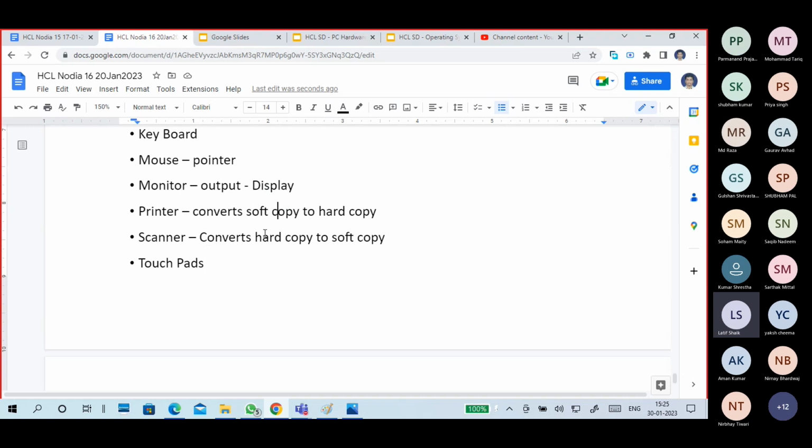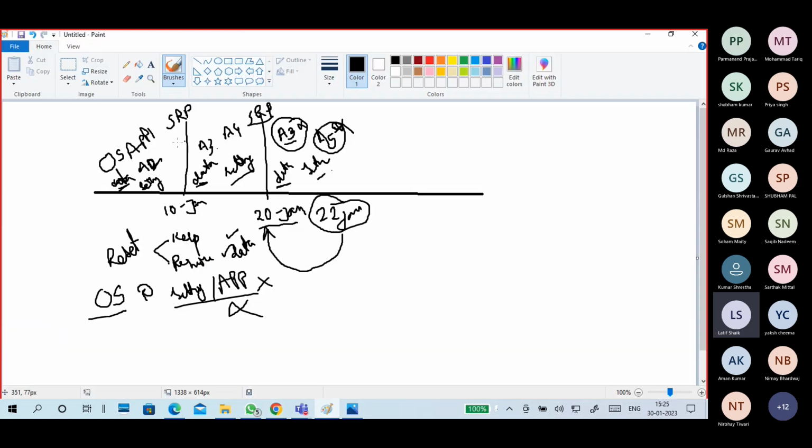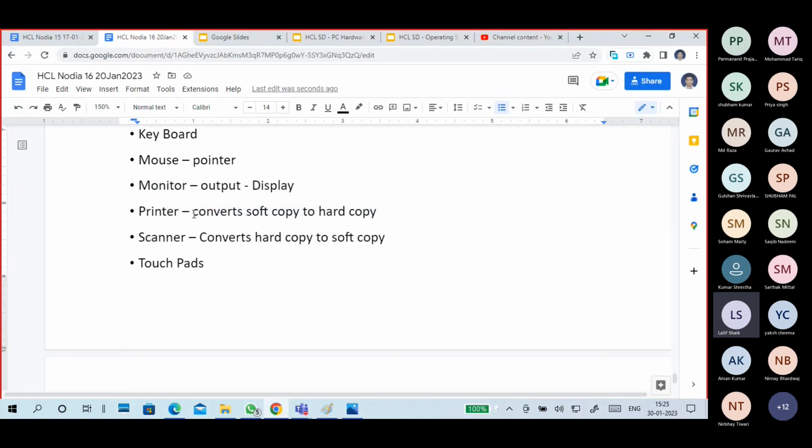What is a soft copy, guys? I have a document, so you see, this is a document which is in my computer, that is a soft copy. I have a drawing here, I have a picture here, these are soft copies only. If I take a printout on paper, that is a hard copy. Okay, scanner: you have a document, like a college certificate, which is a hard copy. You scan it and store it in your PC, and it becomes a soft copy. Documents, pictures, whatever it is, inside a computer or a pen drive or a hard disk, that is a soft copy. You take it out like a printout, that is a hard copy. Okay.